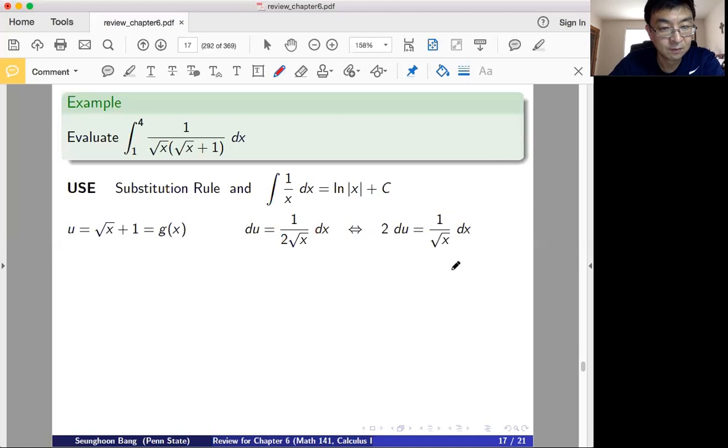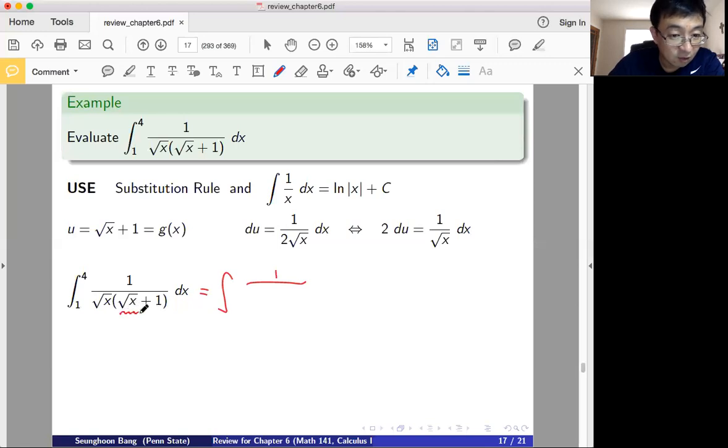So we have it. Next, substitute. In the integral, the square root of x plus 1 is just u here, and 1 over root x dx is 2 du. Next, you have to change the lower limit and upper limit. You plug the lower limit into this x, g of 1. Plug 4 into x again, g of 4.